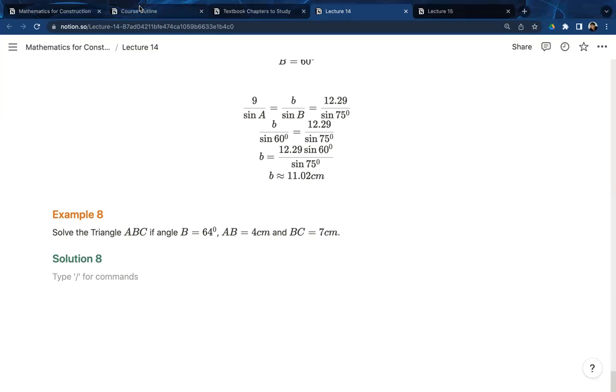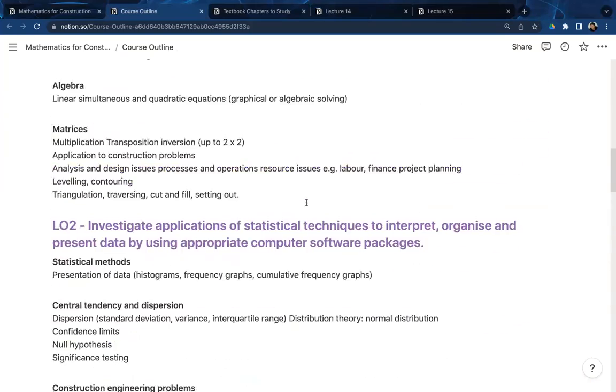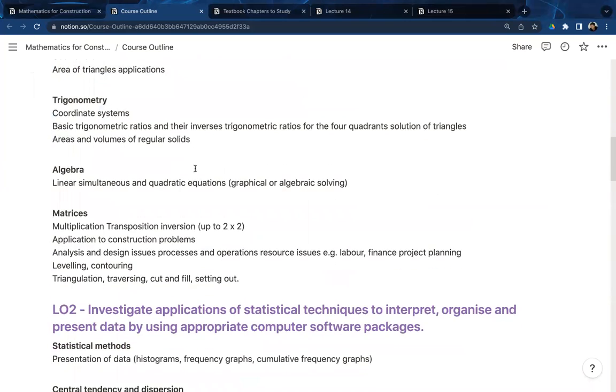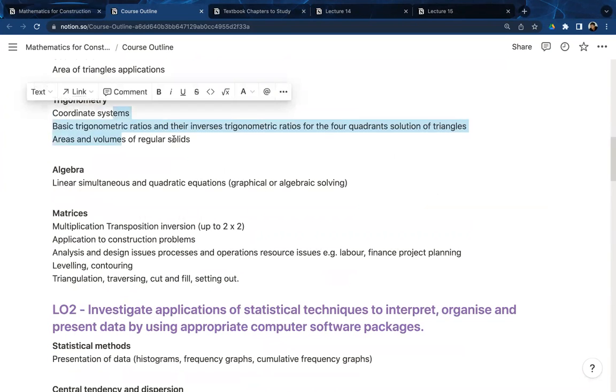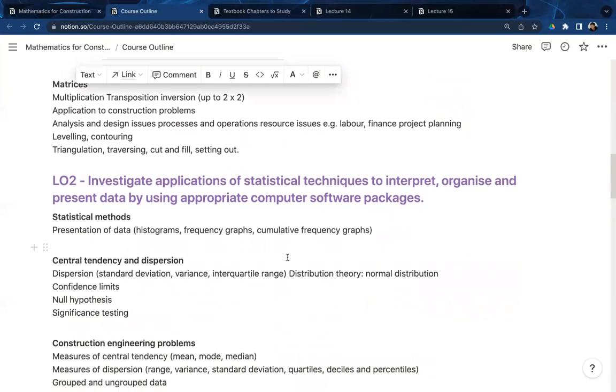So let's look at our course outline. We have trigonometry, areas and volumes, sine rule, cosine rule, area of triangles, right? So we did all of this last week, basically. Then you have this trigonometry here, which we'll get into, coordinate systems and inverses and so on. Areas and volumes of regular solids, right? The textbook has chapters on that. We know how to do these things here. We'll talk about matrices, and we'll do that today.